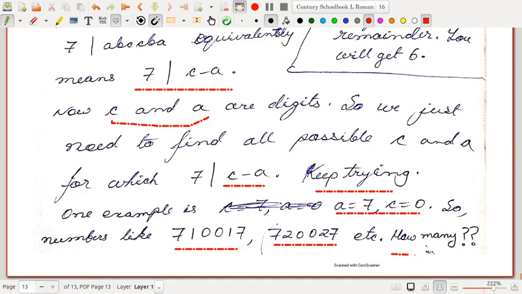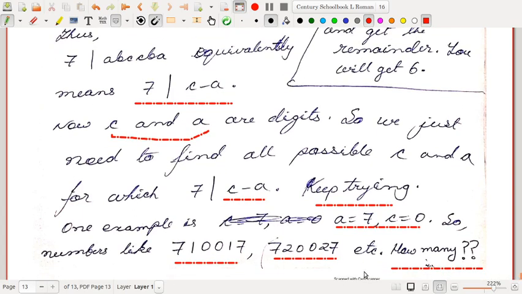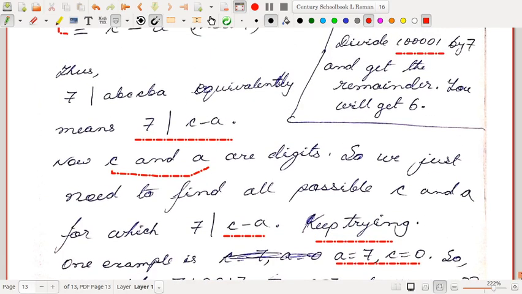Your home task is to find how many numbers there are, and list those numbers. Try to use this multiplication rule. It is not necessary to list all the numbers; you can use the multiplication rule and find out how many. We are interested in finding out how many such numbers there are.